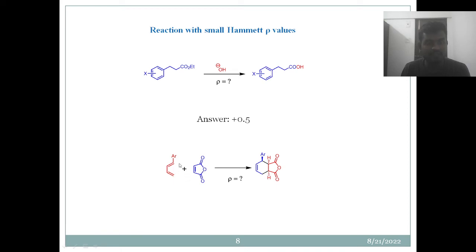So as I am saying, it will have a slightly negative rho value, because there is no overall charge formation here like in the other cases. So it will have a slightly negative value, minus 0.6. This sign is important. That's what I'm saying here.